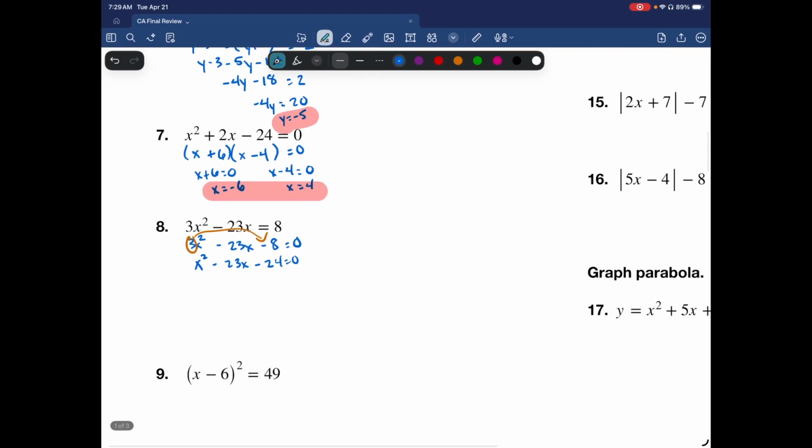And so I asked myself, what times what is 24 and subtracts to give me 23? Well, that should be 24 and 1. And since 23 is negative, it's going to be minus 24 plus 1.